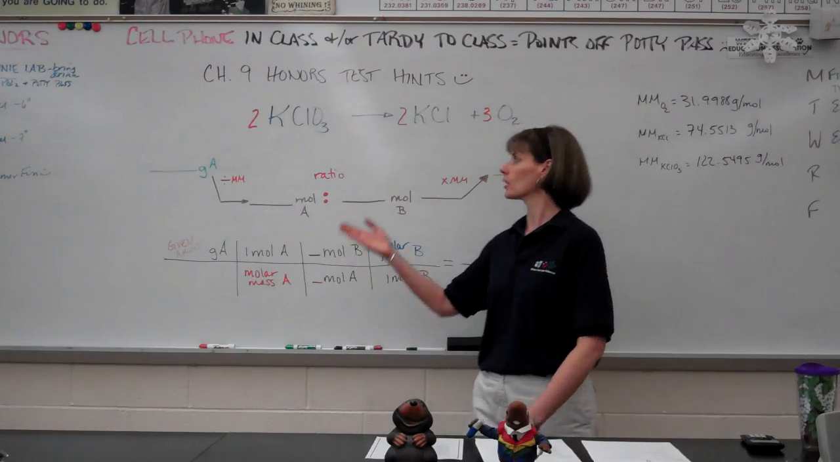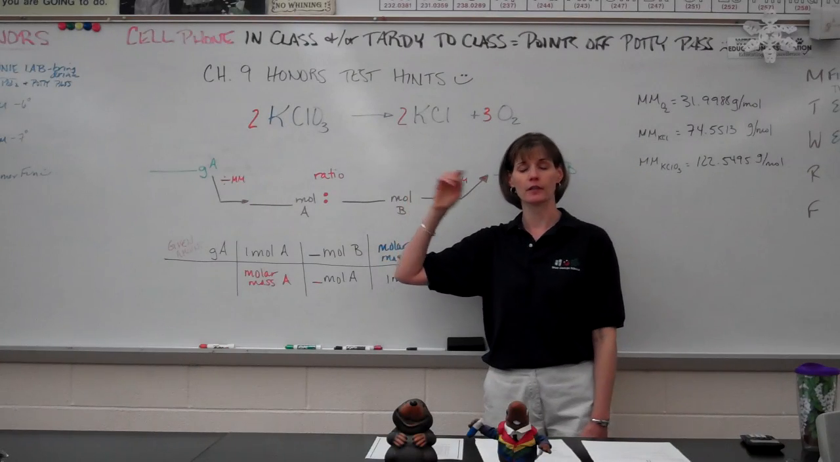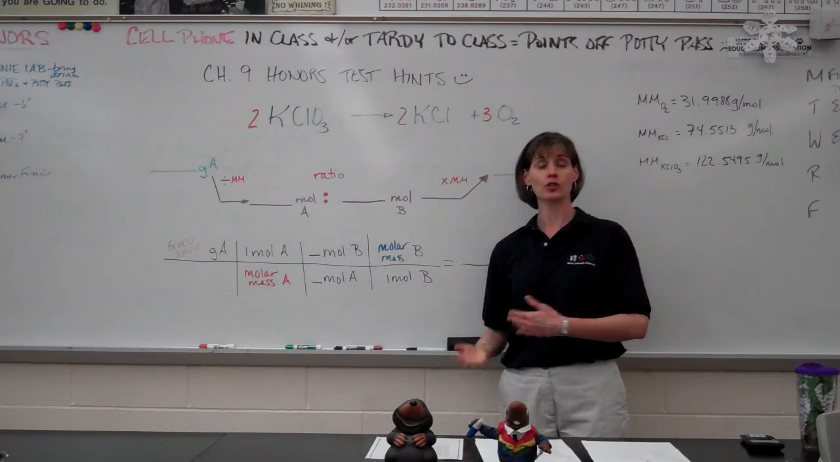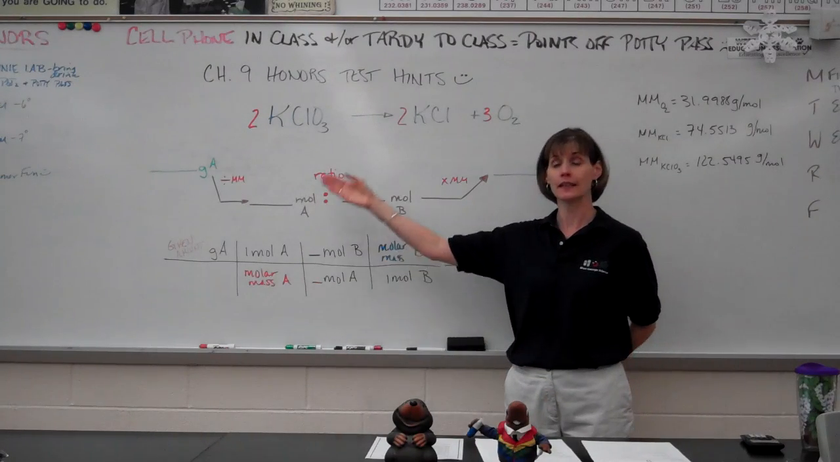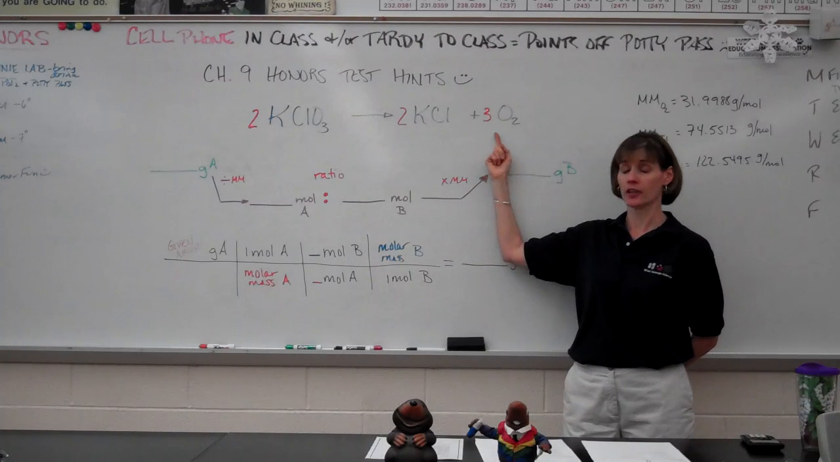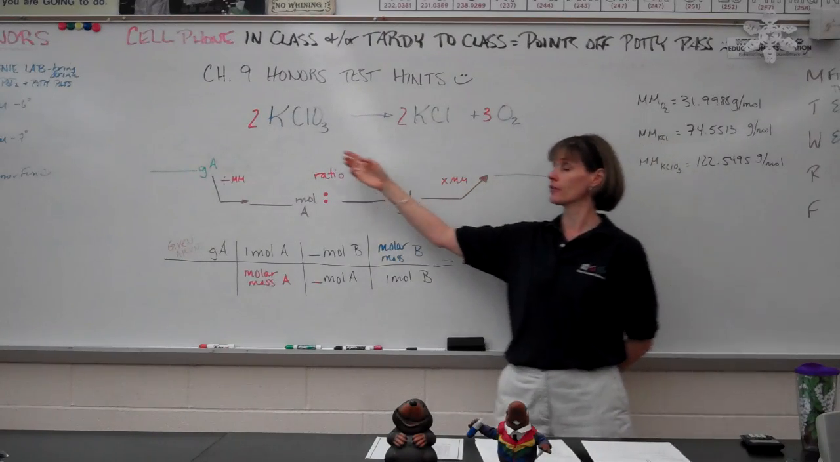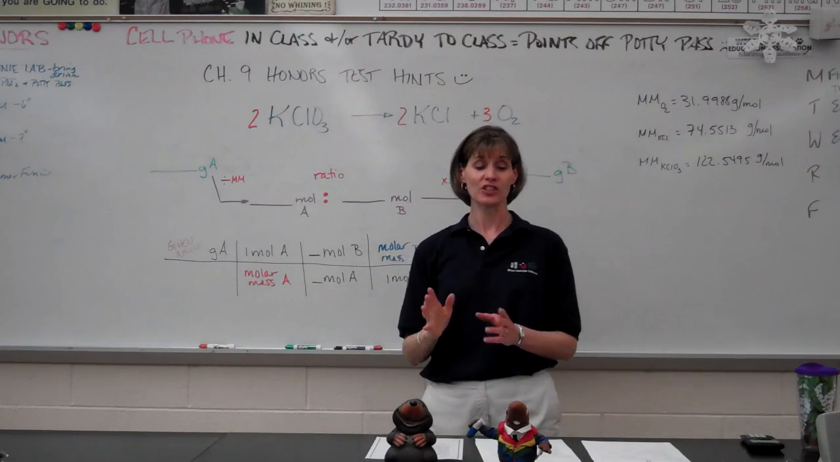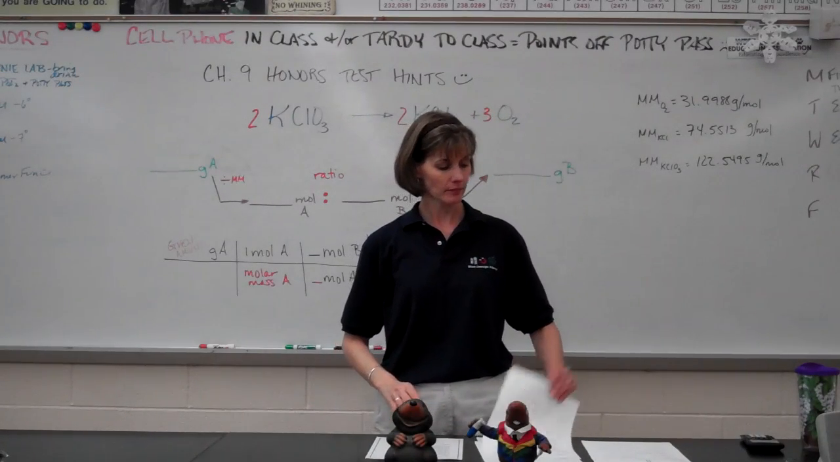So how would that look in terms of our potassium chloride example? I might say, what is the mole ratio of oxygen to potassium chlorate in this decomposition reaction? Well, the number in front of oxygen is a 3, and the number in front of potassium chlorate is a 2, so that's simply a 3-to-2 ratio. This question's as easy as that.